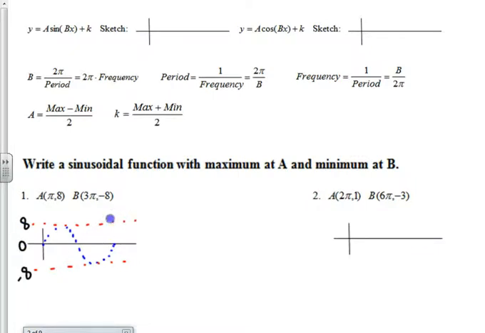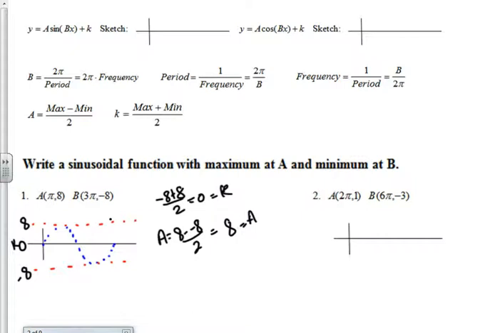Now, if you weren't able to tell that, what I'm asking you to find is the k. Remember, the midline is the k. So had I used my formula from the top, max plus min divided by 2 is 0. So there's your k value. Now, the amplitude, I think, is pretty obvious here. It's 8. But you can find that by doing the max minus the min divided by 2, which is 16 cut in half, or 8, and that is my a value.